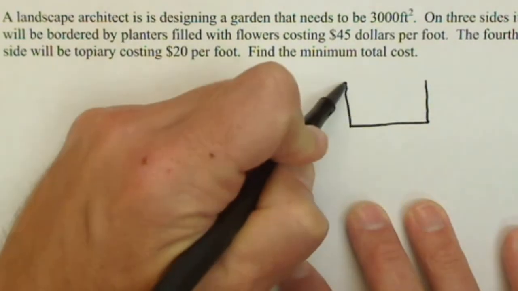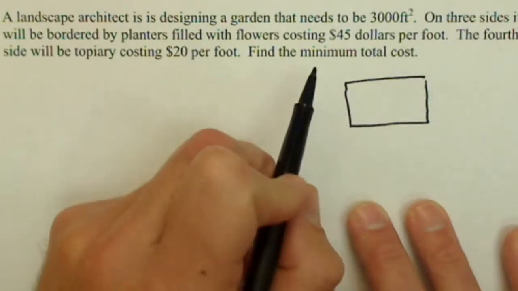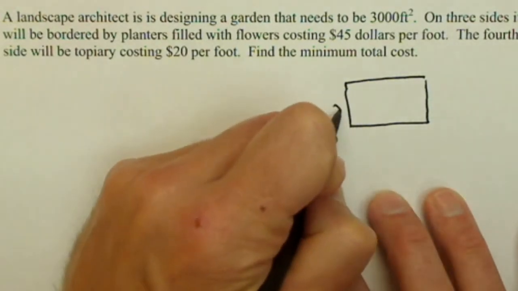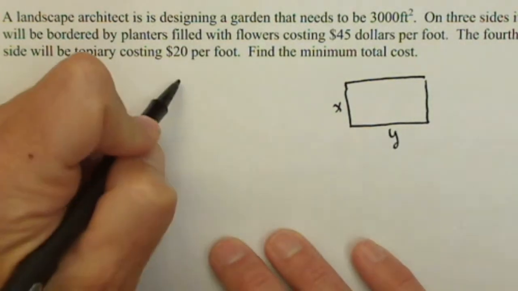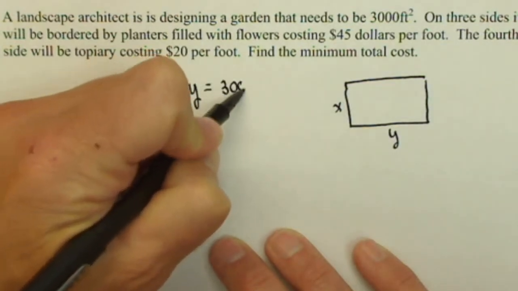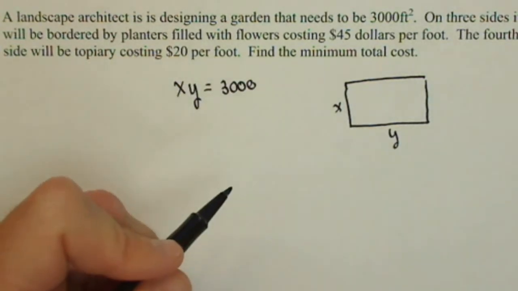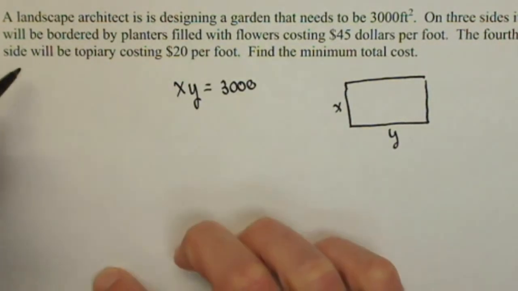So here's our garden, and we'll assume that it's going to be rectangular, and let's call this x and this y since we don't know them. But we already have our constraint equation because we know x times y must be 3,000. Now, we need the function we're trying to optimize, which is the cost.